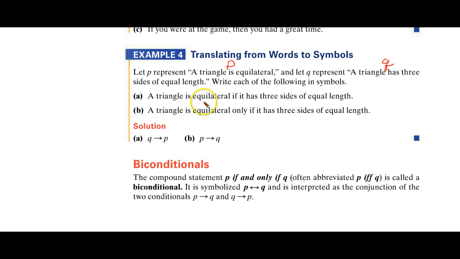So a triangle is equilateral if it has 3 sides of equal length. So here, since this is first, this is where Q is, and then this is where P is. So this is the converse.